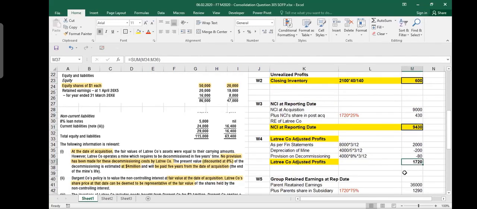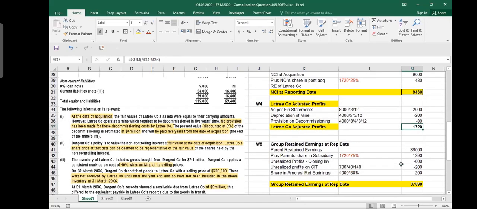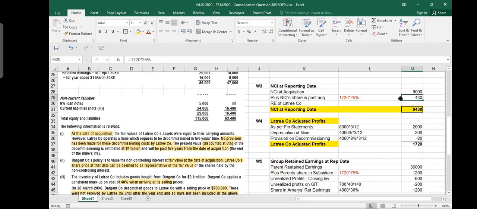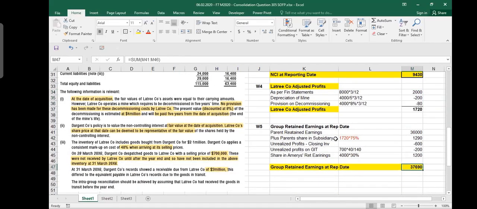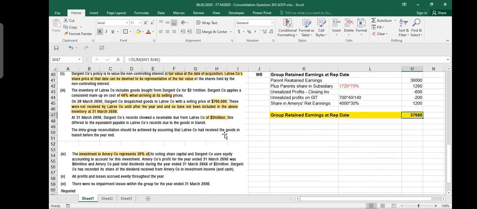Then this we don't need in the balance sheet because we used it. We already have distributed the profits. This 1,720, 25% we have given to the non-controlling interest, and 75% we have given to the parent. So we actually are not going to use it in the balance sheet. We just needed to divide it, and we already have done that. And then we found out our group retained earnings at the reporting date. So it looks like we are now ready to fill up our balance sheet pro forma.